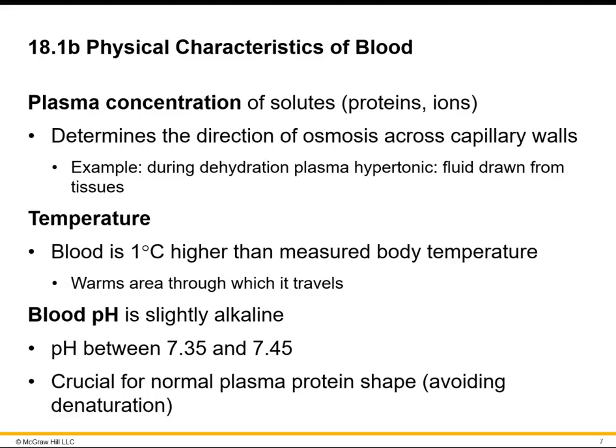Now, this slightly alkaline range of 7.35 to 7.45 is crucial for plasma protein shape. Okay, and a lot of these plasma proteins are enzymes, and so they really need their shape in order to function correctly. And if you mess with that shape, you can denature those proteins, and then they lose their shape permanently, and they're not functional.